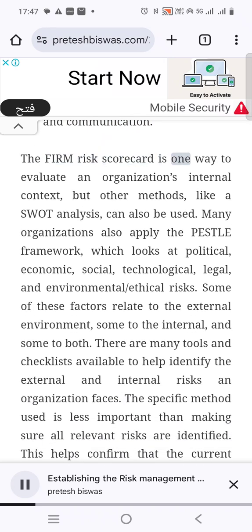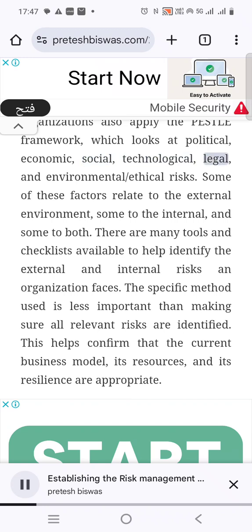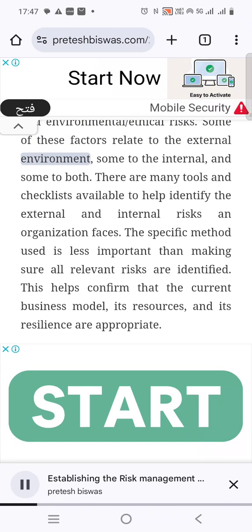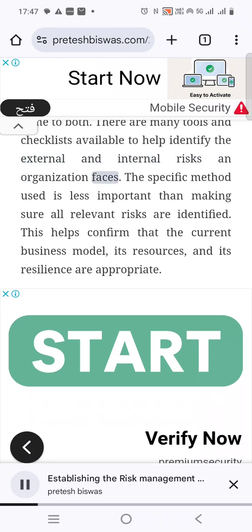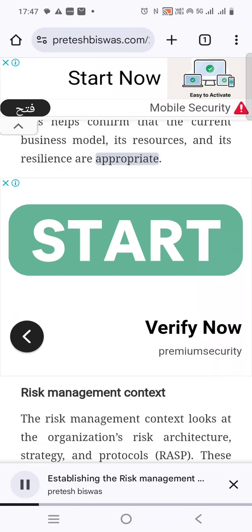The firm risk scorecard is one way to evaluate an organization's internal context, but other methods, like a SWOT analysis, can also be used. Many organizations also apply the PESTLE framework, which looks at political, economic, social, technological, legal, and environmental, ethical risks. Some of these factors relate to the external environment, some to the internal, and some to both. There are many tools and checklists available to help identify the external and internal risks an organization faces. The specific method used is less important than making sure all relevant risks are identified. This helps confirm that the current business model, its resources, and its resilience are appropriate.